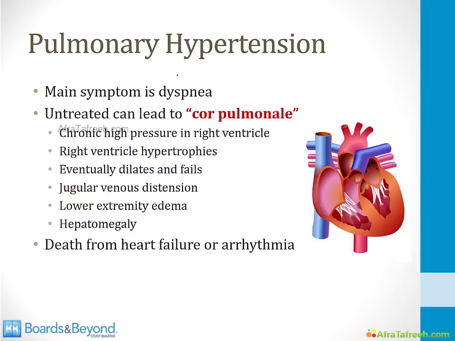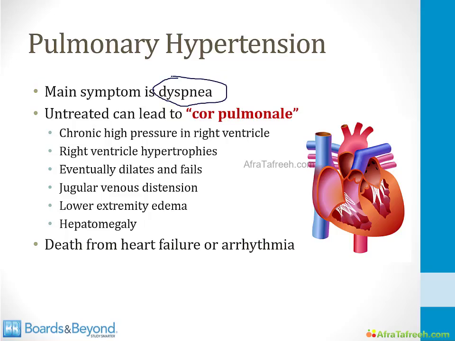The main symptom of pulmonary hypertension is dyspnea. When there are high pressures in the pulmonary artery, blood cannot flow normally to the lungs, and that will lead to the onset of dyspnea, especially with exertion. Patients will complain of limited breathing when they try to exert themselves.